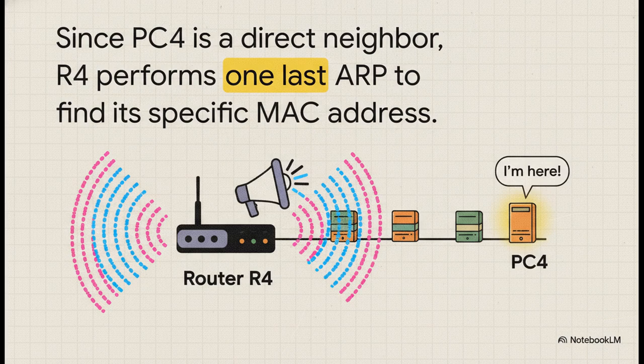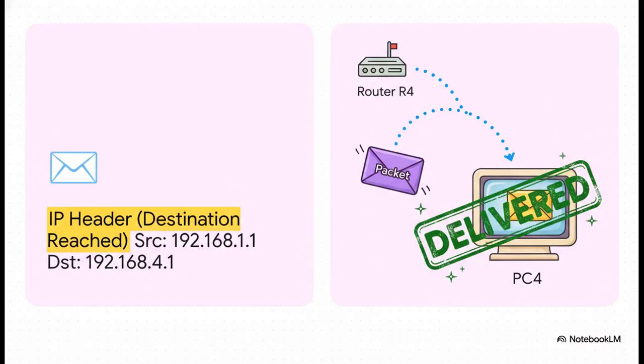So what does it do? It performs one last ARP, broadcasting onto its local network, hey, who has the IP address 192.168.4.1? PC4 replies with its MAC address, and for the very last time, the packet is placed in a new envelope. And this time, the destination MAC address is finally the true destination, PC4. The packet is delivered, its incredible journey is complete.